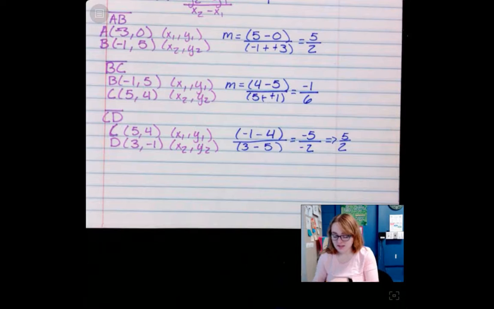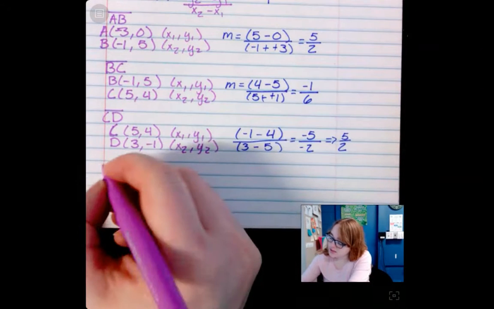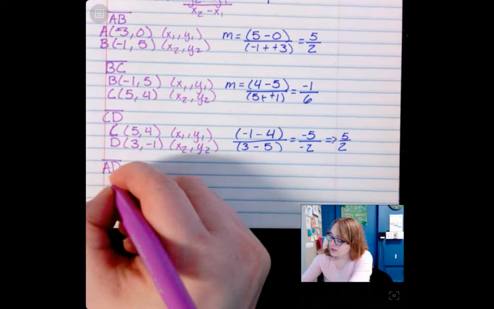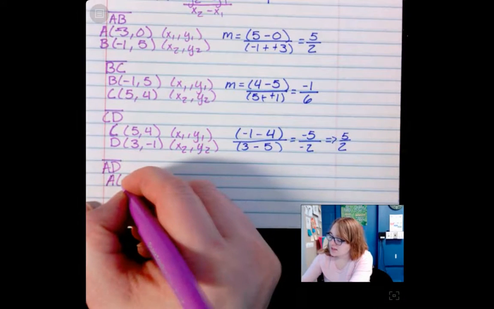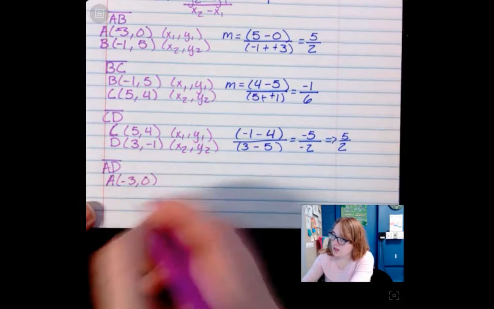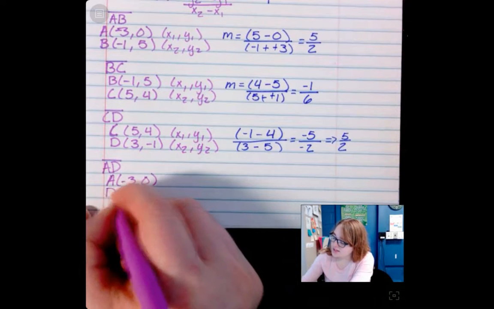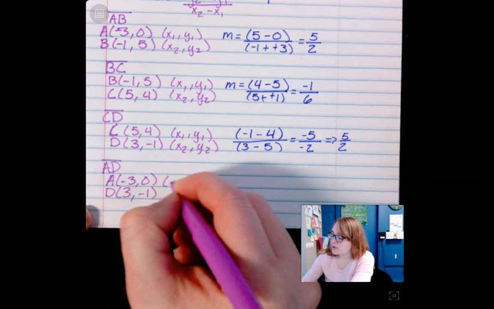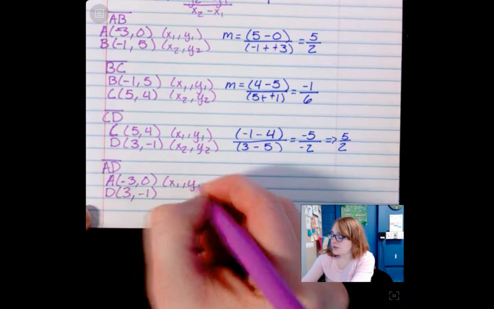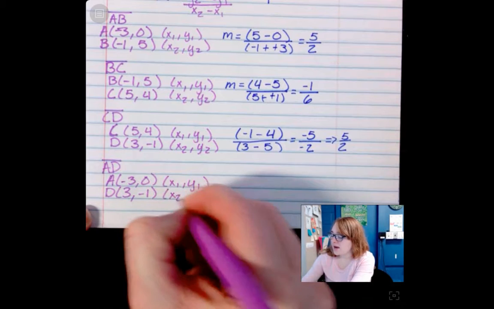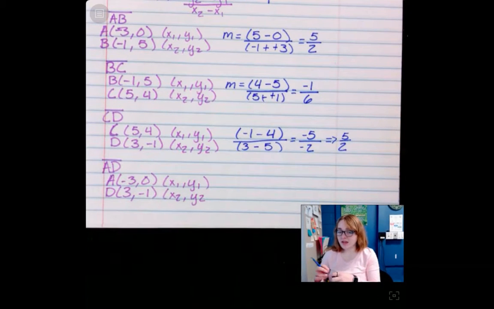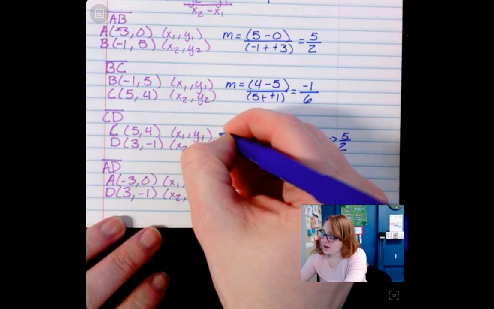And then our last segment here, we have A to D. Point A is at -3, 0, and point D is at 3, -1. So once again, we just pick our favorite point, our x1, y1, and our x2, y2. Okay, plugging that into the formula. Ooh, I forgot my m on this last one.